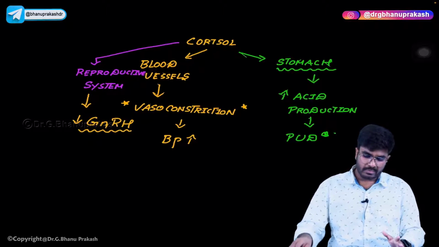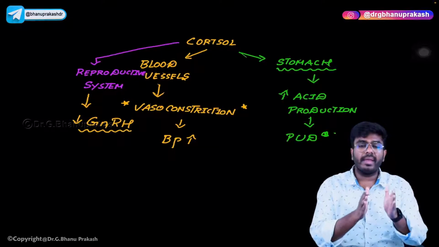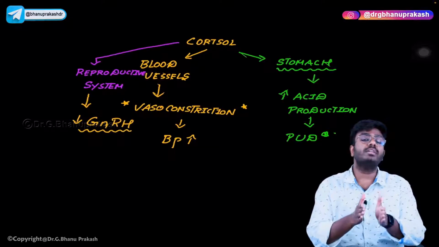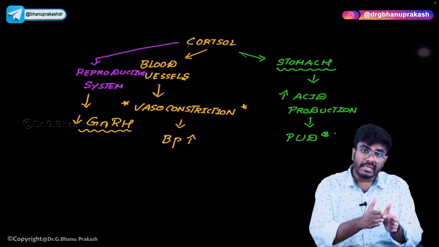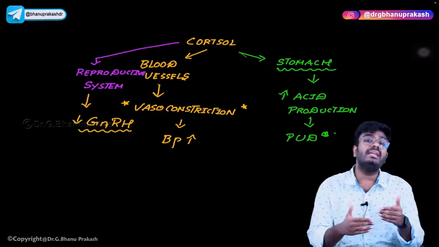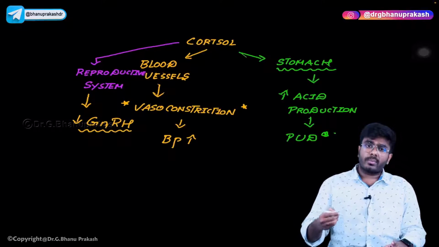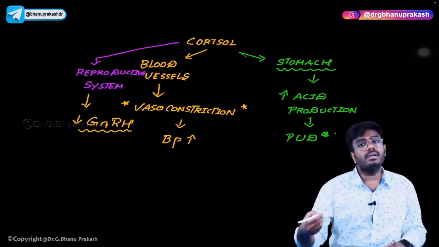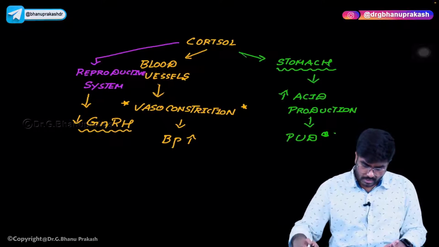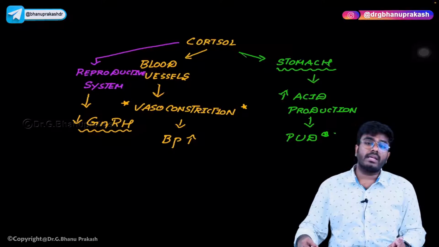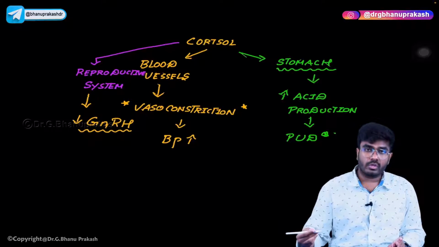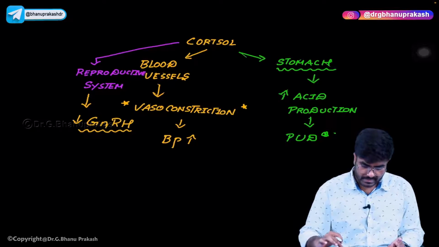Okay, so see, very simple. Cortisol acting on blood vessels makes them more sensitive to catecholamines, and by that increases the BP; or you can say cortisol maintains the tone of the blood vessels. It inhibits the reproductive system. And by acting on gastric mucosa, it increases the acid production. Too much cortisol can cause peptic ulcer disease.